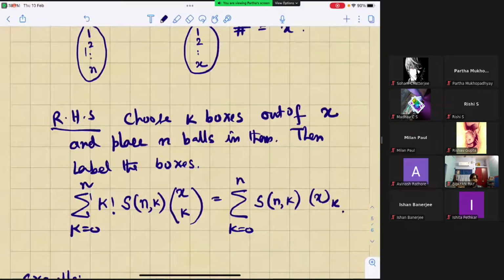And then in these boxes, I distribute the numbers such that no box is empty. So what will happen? You will basically split. Maybe you have selected box 1, 2, 5, right? And then this 1 to n. Yes, sir, I got it. And then you can relabel these boxes because it is all possible maps. That's why you multiply by k factorial.